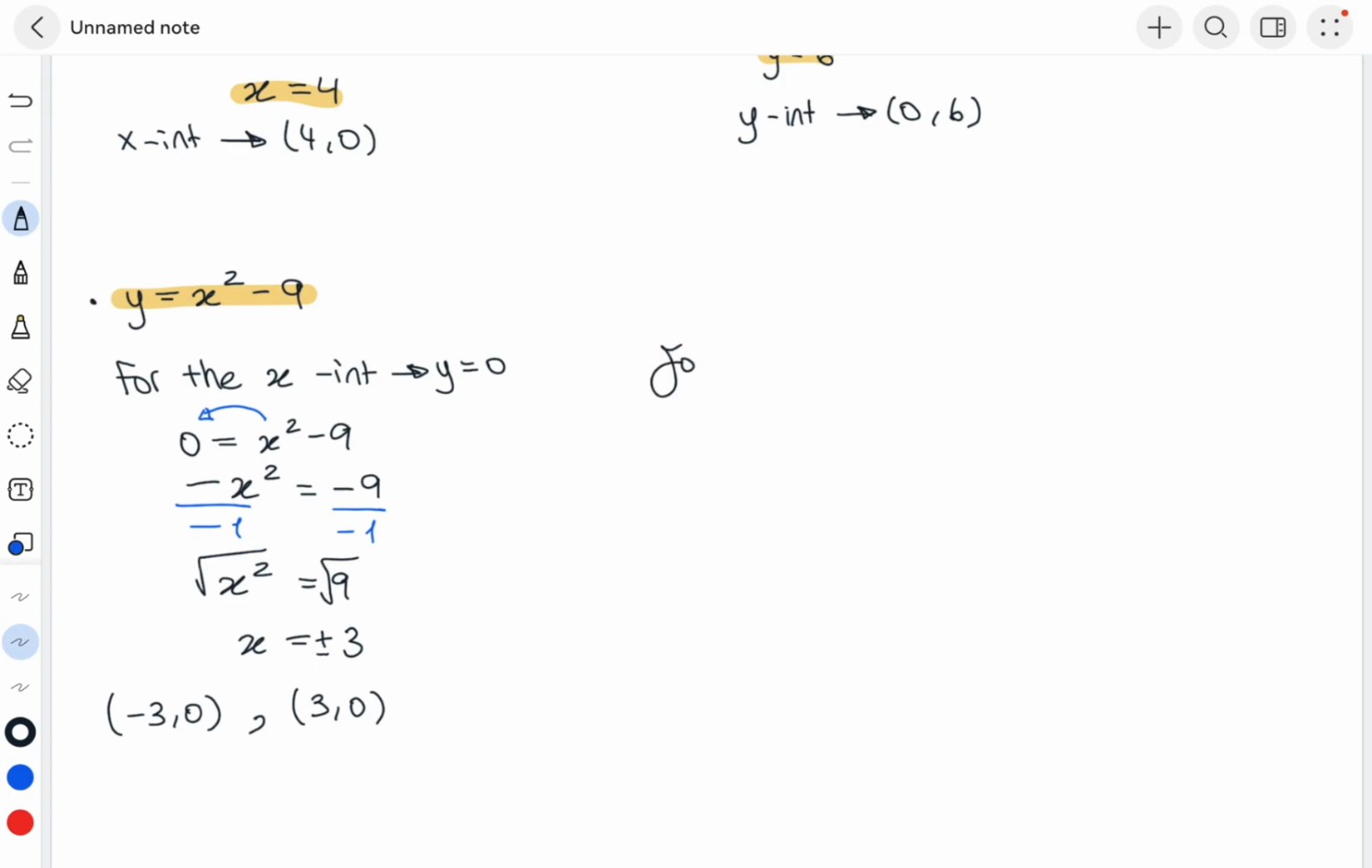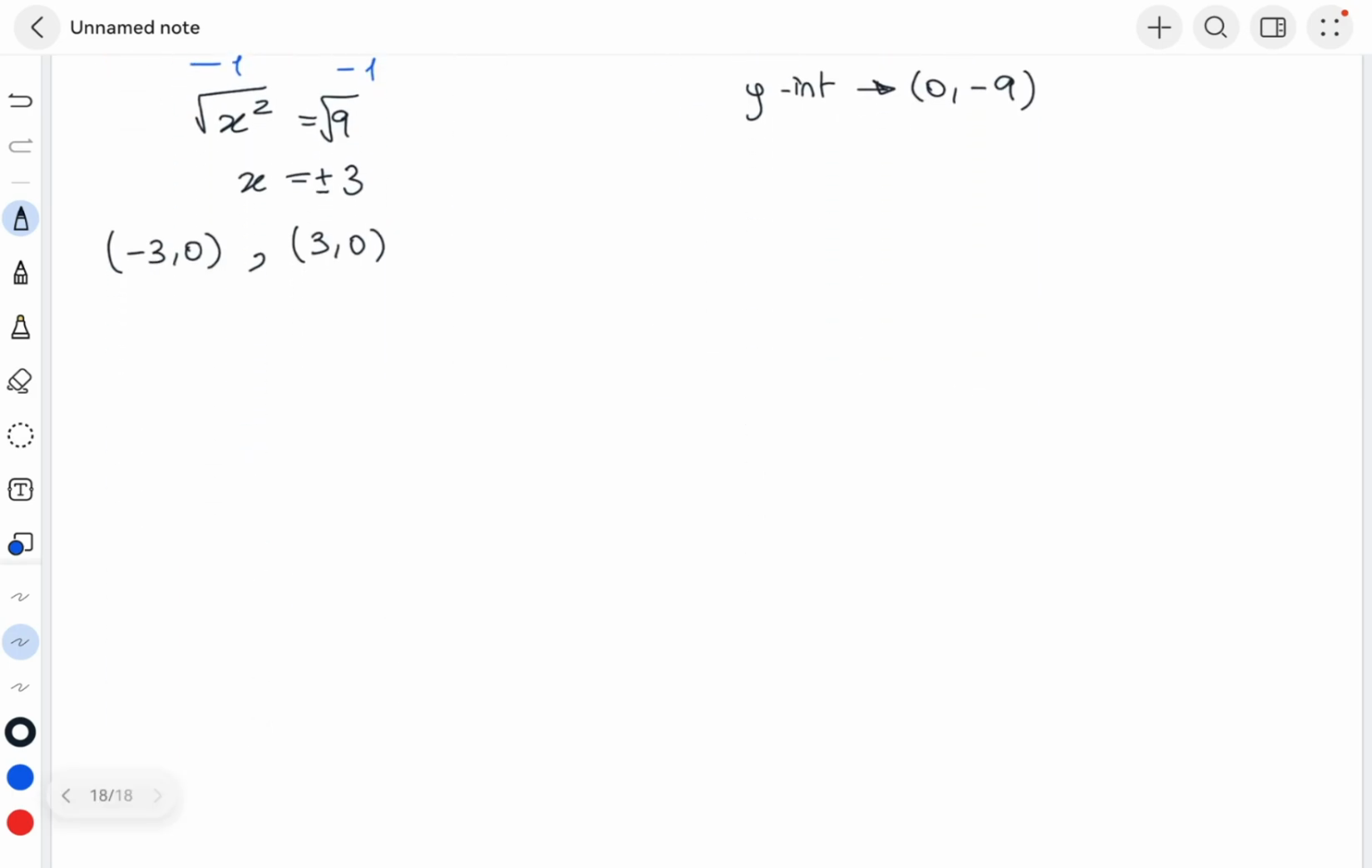Now, for the y-intercept, x will be 0. We'll have y equal to 0 squared minus 9. 0 squared is 0. 0 minus 9 is negative 9. So our y-intercept will be (0, -9).